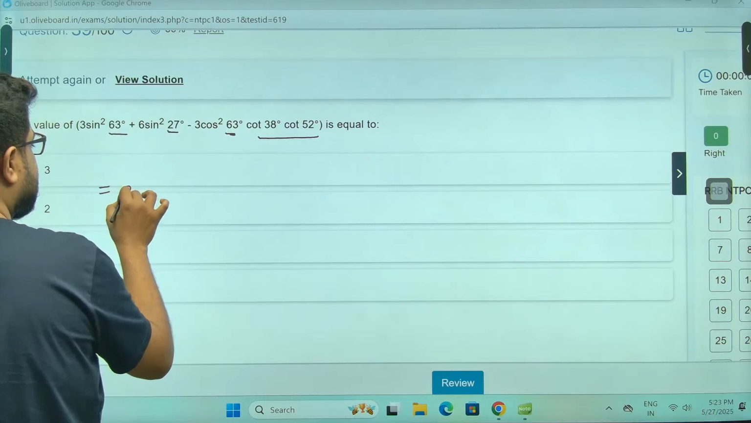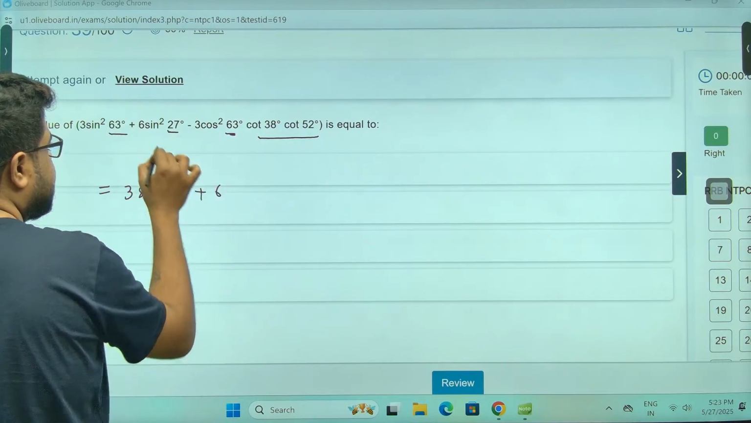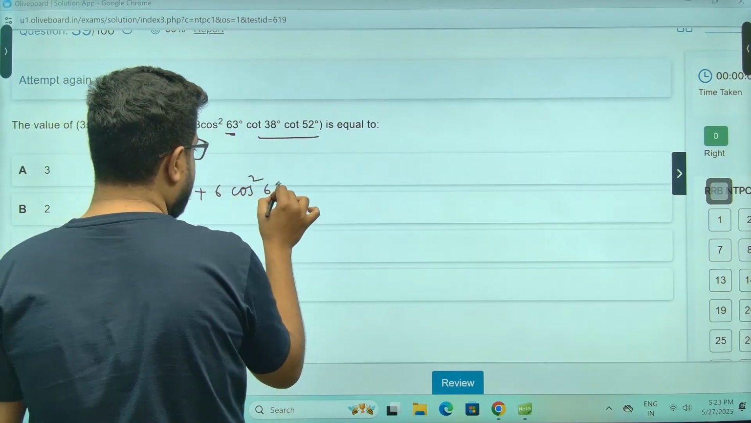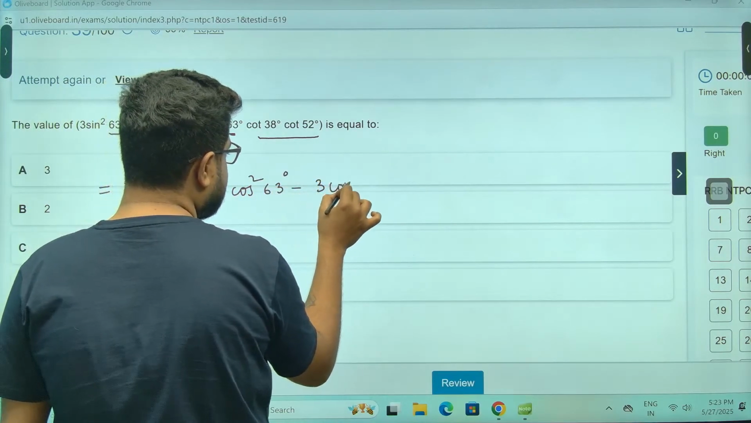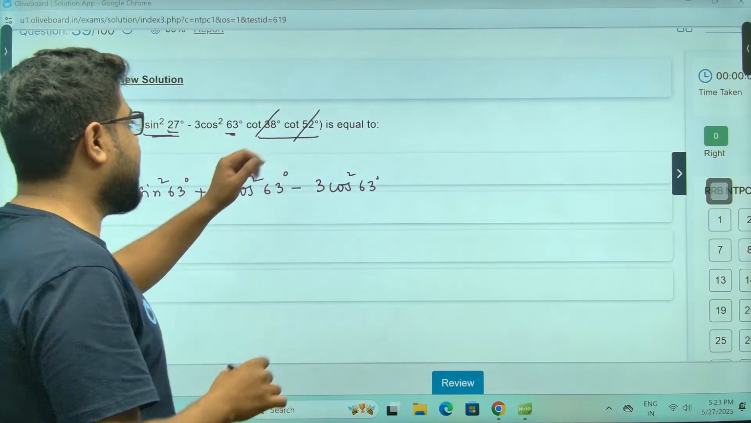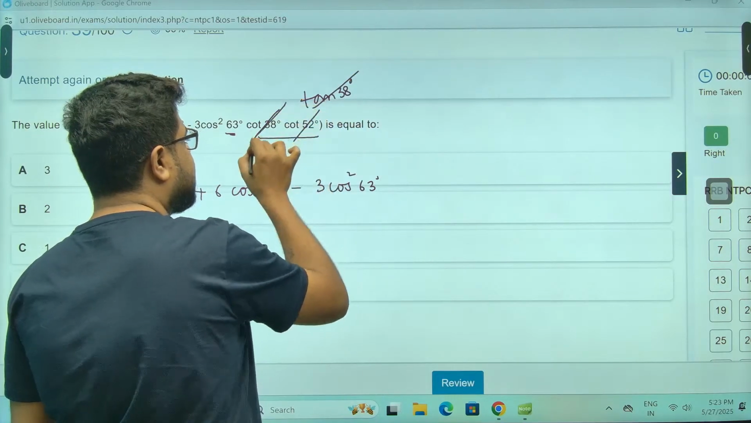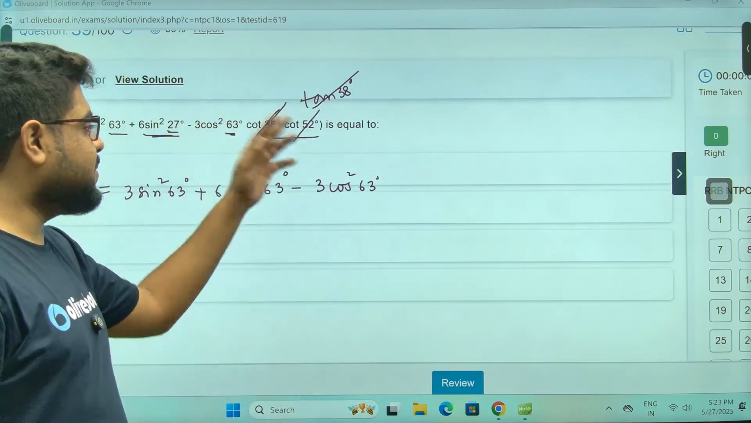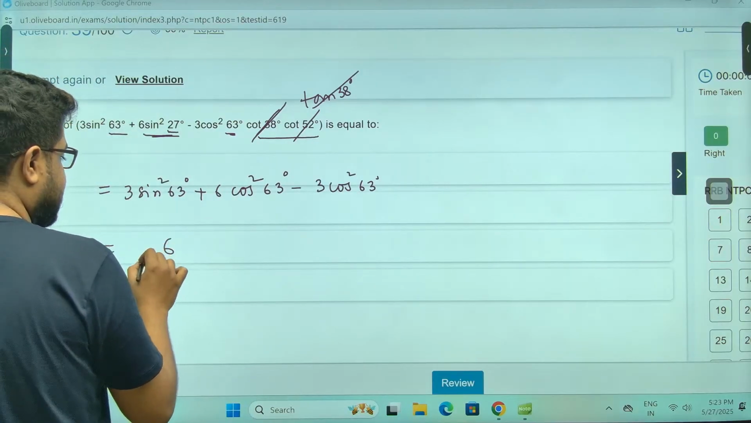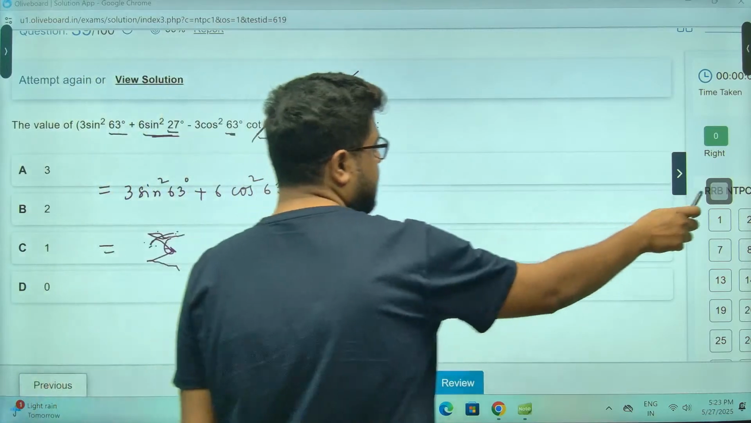Keep 63, sir. 3 sine squared 63. Sir, sine squared 27 will be cos squared 63. Minus 3 cos squared 63. Why, sir? Because these two will cancel. Tan cot 52, I can write tan 38, sir. Tan 38 and cot 38 cancel. Okay, now it's fine, sir.